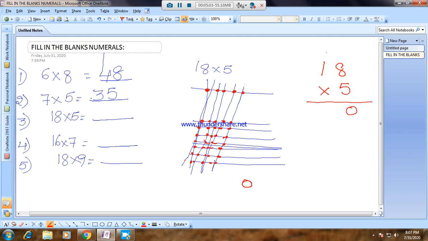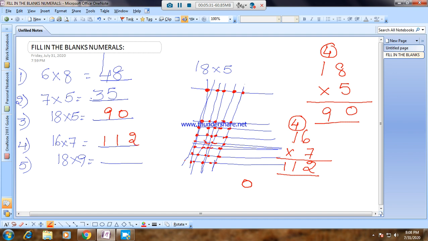5 8s are 40, 4 carry 0 down, 5 1s are 5 plus carry 4, 9. So the answer is 90. Now in the same way 16 7s are, classic method. 7 6s are 42, 4 carry 2 down, 7 1s are 7 plus carry 4, 4 fingers open, 7 after 8 9 10 11, 112.